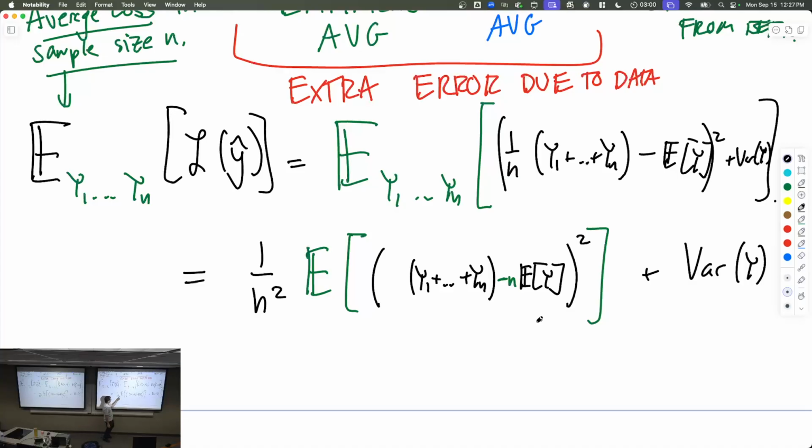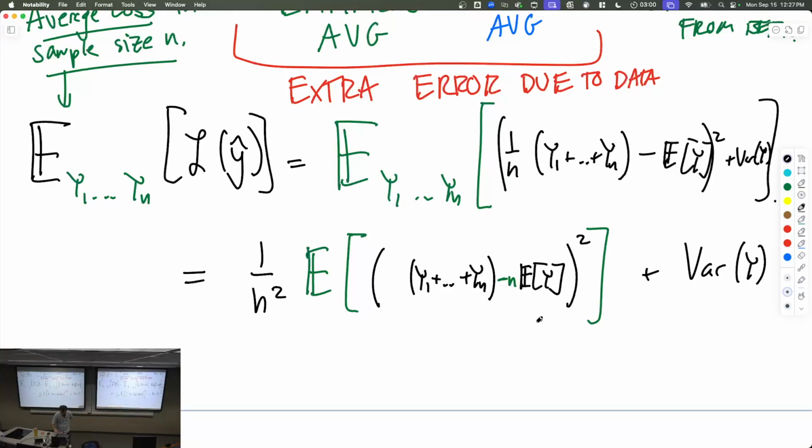If you were to factor the 1 over n squared in, you would get a 1 over n here, and then the n would kill the n over there. So it's the sum y1 plus dot dot dot plus yn, minus n times the expected value of y, all squared. And now, something we did earlier in the class will help us. We need a way to simplify. It's the expected value of something squared. How can we simplify the expected value of something squared?